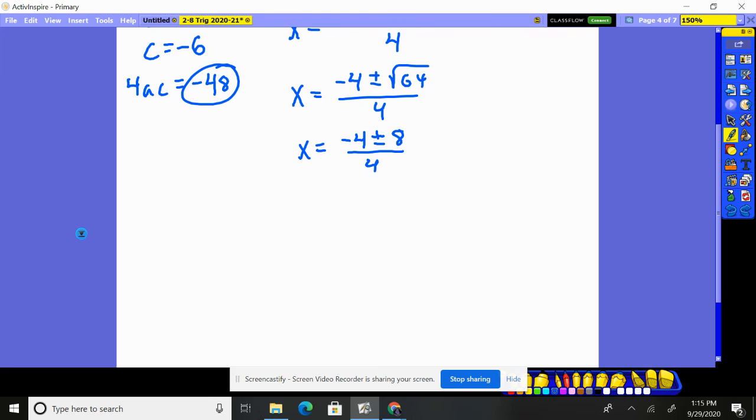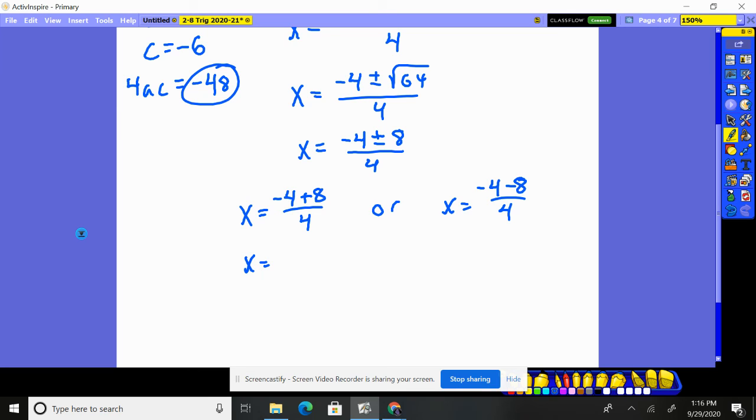Scroll our board down a little bit. Now comes the part where we have to deal with that plus minus. We now want to go ahead and separate it. Once we've gotten it down to a bunch of small numbers, it's much easier to separate now. You could have separated at the very beginning, but you had a bunch of numbers. Who would want to do that? Negative 4 plus 8 divided by 4, or the other option, negative 4 minus 8 over 4.